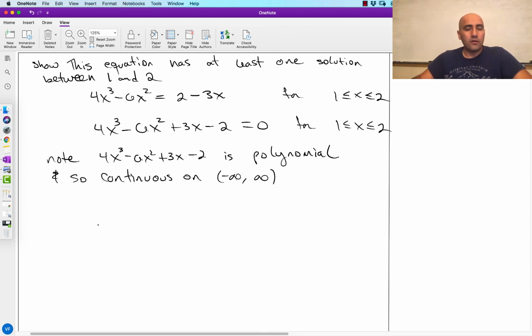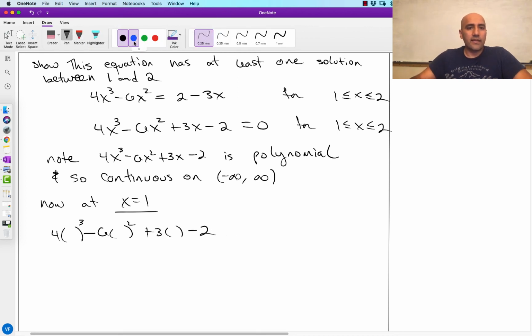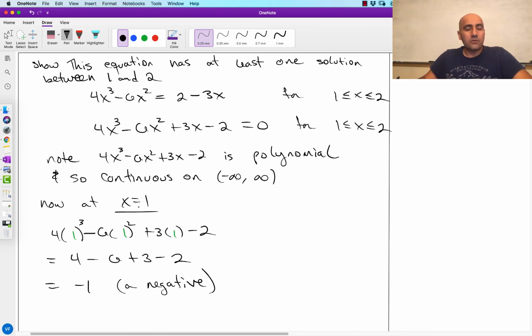Okay, so now if we evaluate this at x equals 1, we get 4 blank cubed minus 6 blank squared plus 3 times blank minus 2. So we evaluate this at x equals 1. Put a 1 there, put a 1 there, put a 1 there. And so that just leaves us with 4 minus 6 plus 3 minus 2, which gives us 7 minus 6, which is 1, minus 2 gives us minus 1, or a negative. We've established that when we evaluate this function at x equals 1, we get a negative.